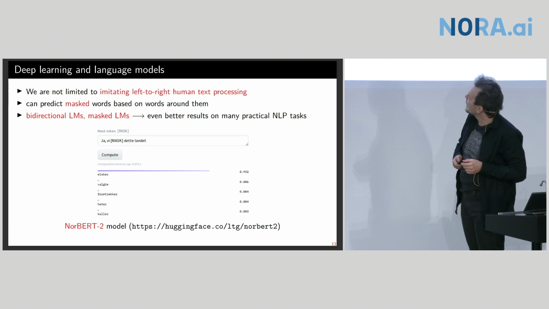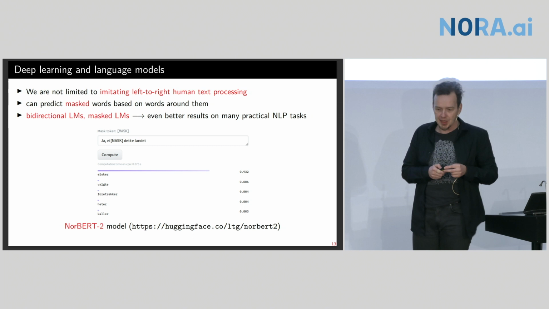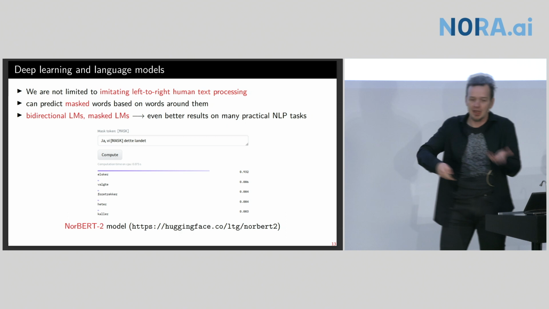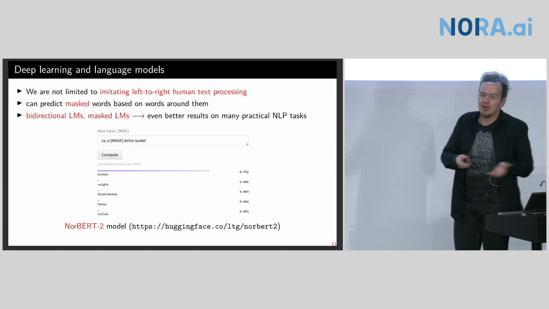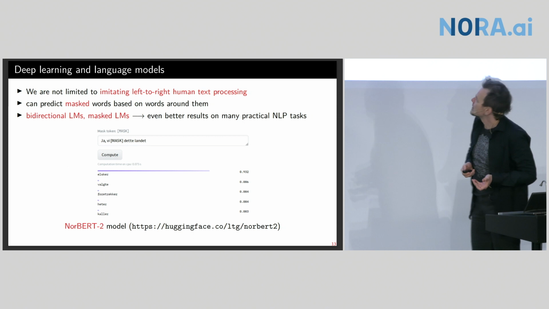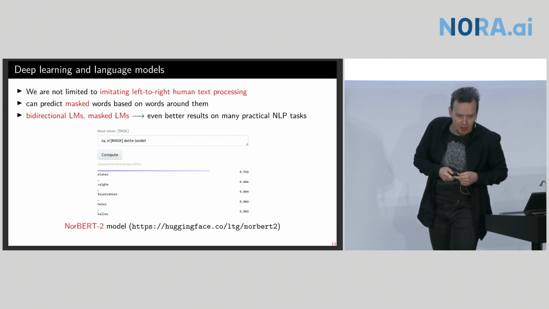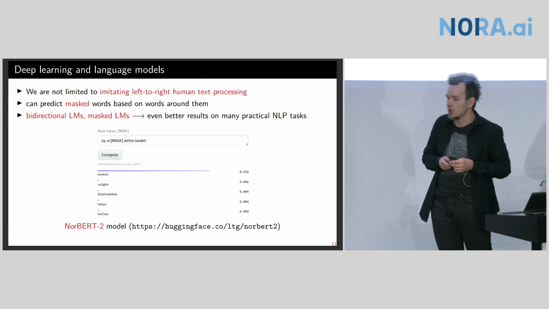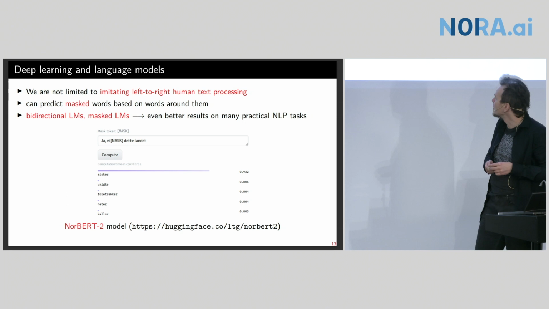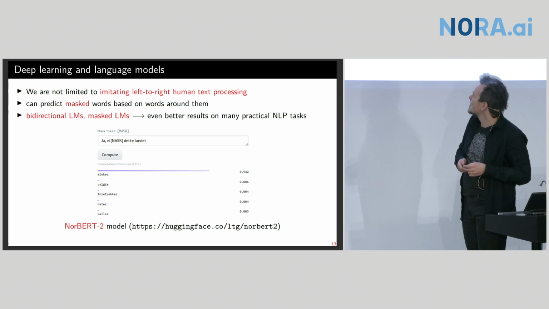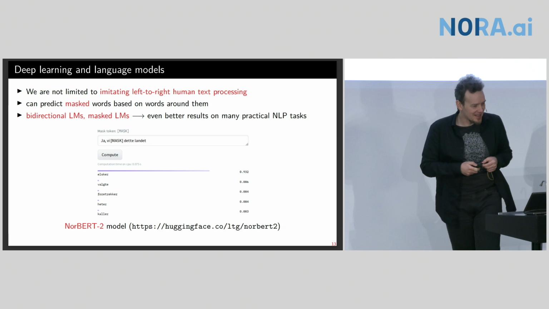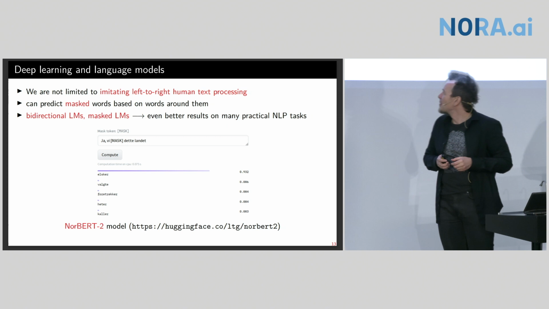I was talking up to now about language models as systems which predict the next word given the previous words, the words to the left. But in fact, you can even reformulate this task. You can predict masked words in the middle of the sentence based on the words around them. And it turned out that these so-called bidirectional language models or masked language models work even better than the language models which train on predicting the next word given the previous words only. For example, this example is from our NorBERT 2 model trying to predict what is the third word in this sequence. As you can see, it's quite correct, I'd say. Yeah. So indeed, it knows what is the correct verb in this sentence, right?